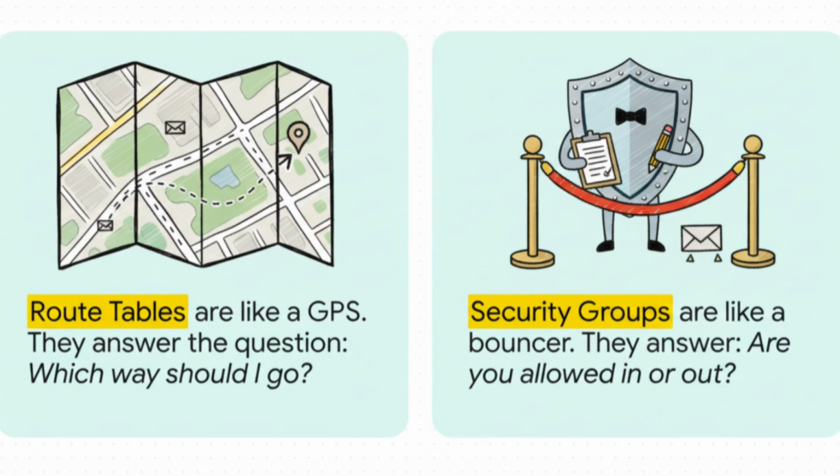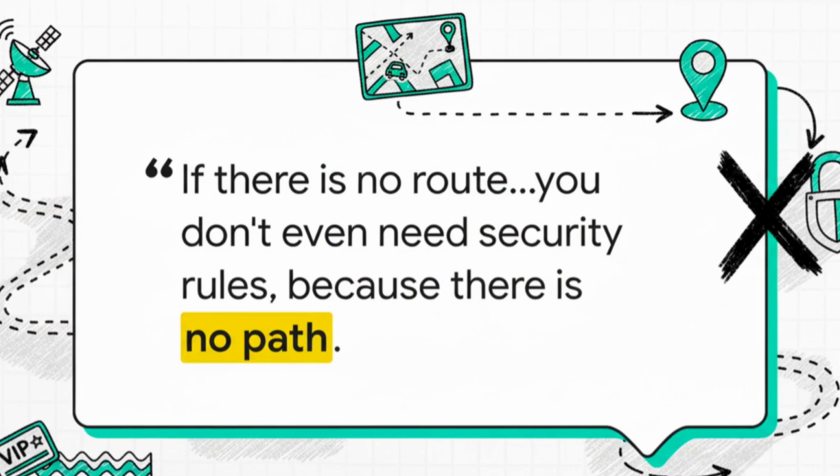Are you allowed in? This quote from a contributor on Stack Overflow just nails it perfectly. You have to have a path first. I mean, if the GPS says there are no roads to get to your destination, it doesn't really matter if you have a VIP pass, right? You're just not getting there. Routing always comes before filtering.